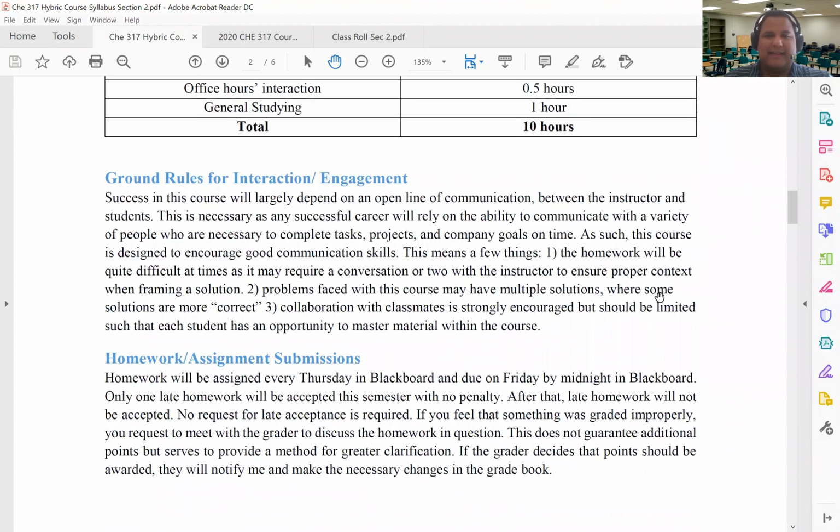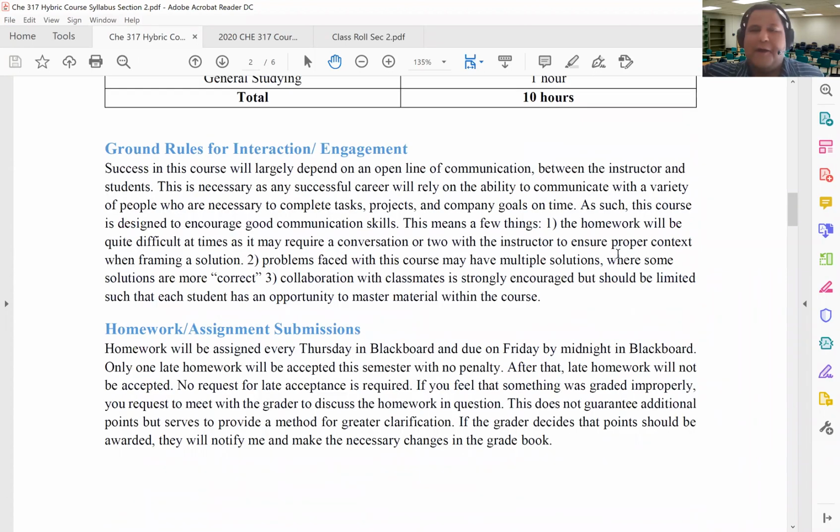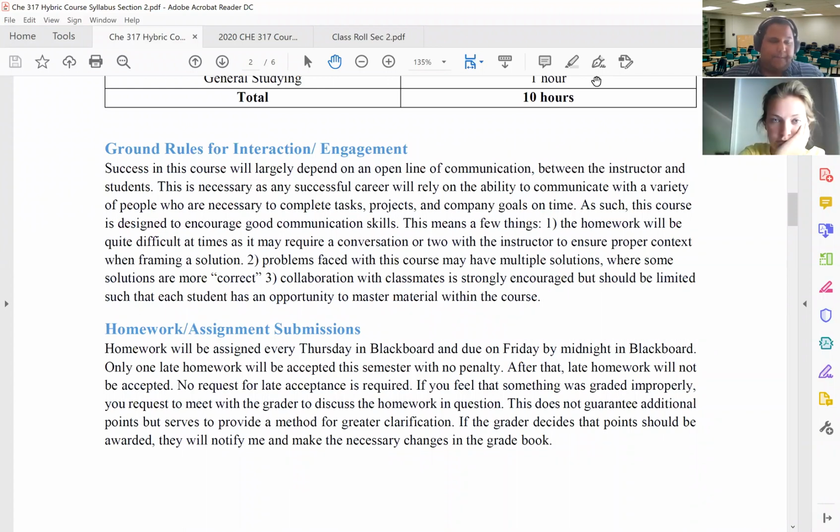So, on that topic, my ground rules for interaction and engagement. This is a point that some students really like, and some students not so much. I like to make assignments and activities that require some form of interaction and communication to succeed, primarily because you all are studying to be engineers and to go off and have careers in the field of engineering or a related field.